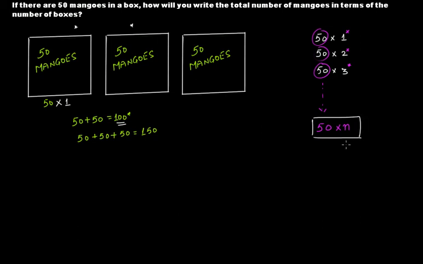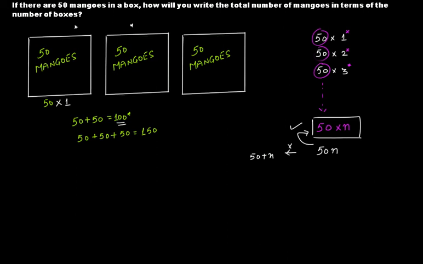And we have discussed it earlier, we can write it as 50n also. So whenever you see like this 50n or 50x, a number and a variable, that means that it is actually 50 multiplied by that variable. Okay, it is not 50 plus n, it is 50 times n.